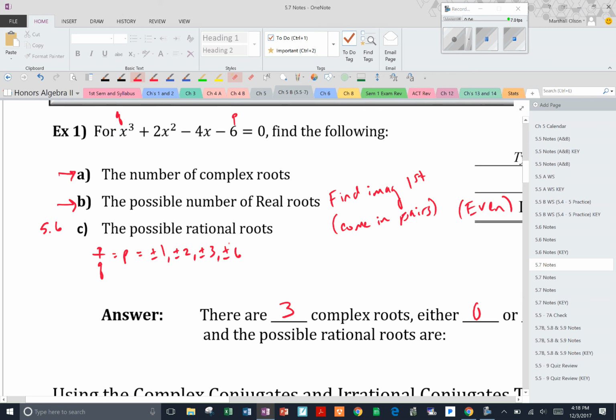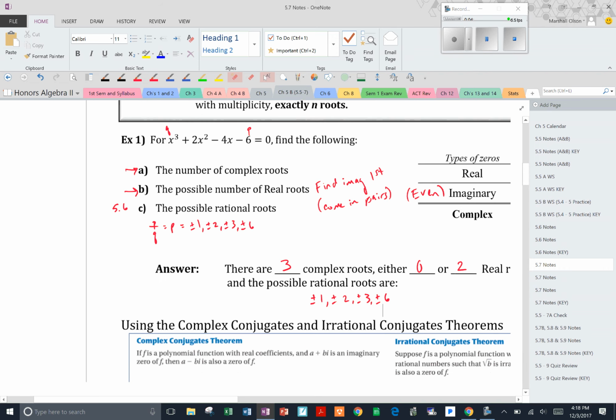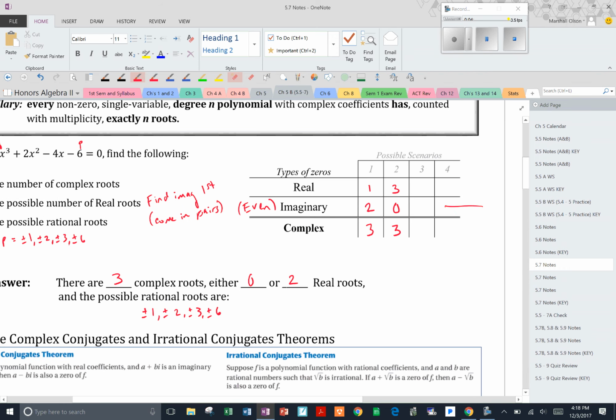We don't have the answers to this cubic right now, but if we had any rational roots, we know that they would have to come from that set of numbers right there. So the possible rational roots, I'm just going to rewrite that down here as part of my answer. 1, 2, 3, and 6, and their opposites. So the table helped us to answer the question, and kind of the key part of the table was getting the imaginary in there first, and then we could answer how many complex and how many real.